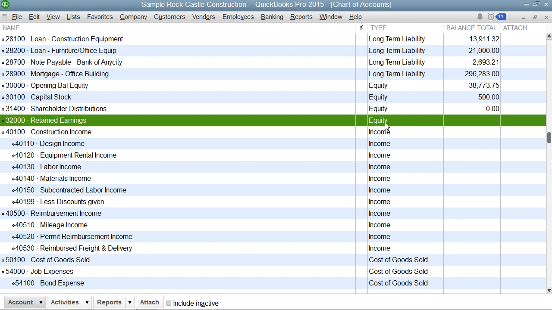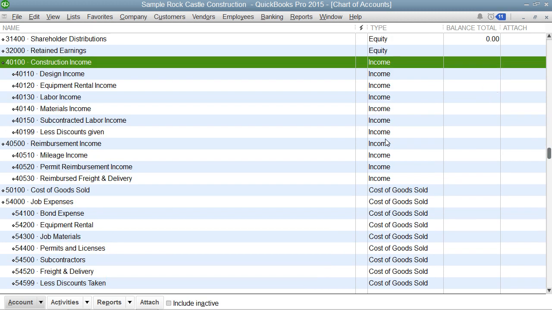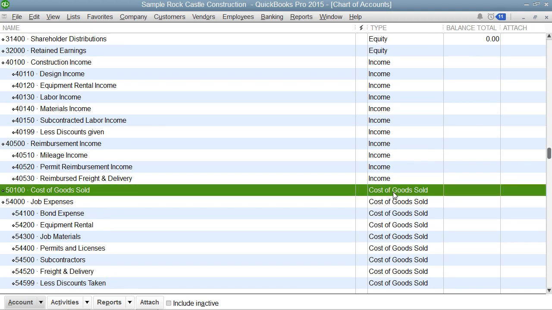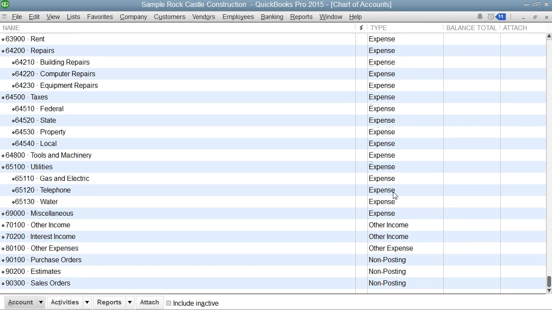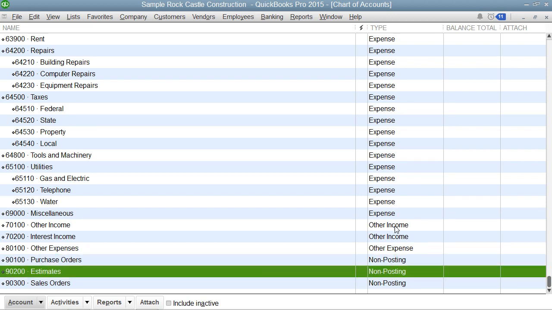Following those accounts within the chart of accounts window are the income accounts, followed by the cost of goods sold and expense accounts. These accounts all appear within the profit and loss report. At the very bottom of the chart of accounts are accounts for non-posting transactions, such as purchase orders and estimates.